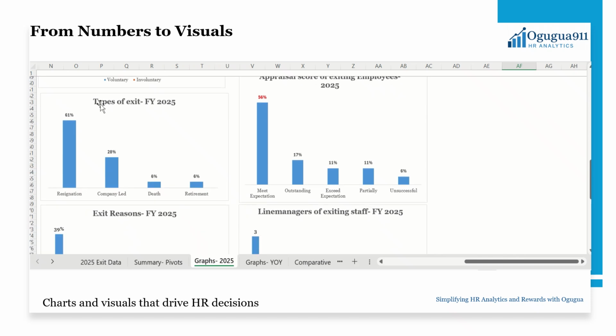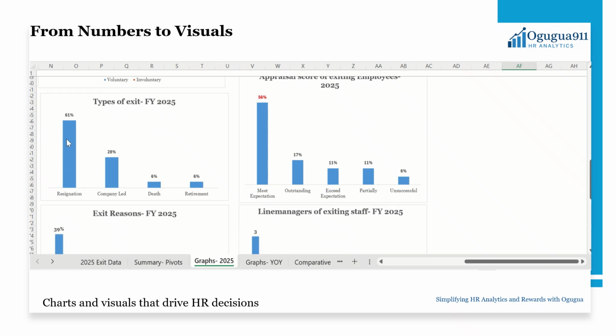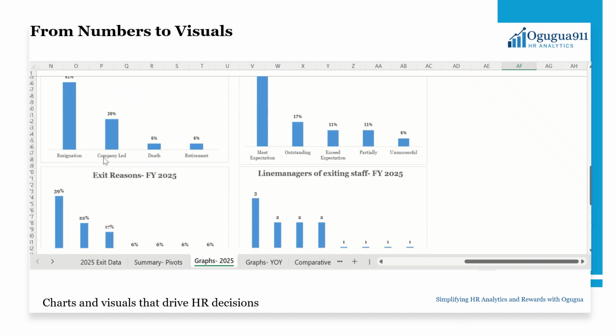Now, we also visualize types of exits for managers to understand that, whilst we have voluntary and involuntary, we are breaking down the voluntary to show that there were some that were resignations, some that were death cases, some that were retirements. Retirement is still a form of voluntary. And then you can see the company-led resignations, which are involuntary.